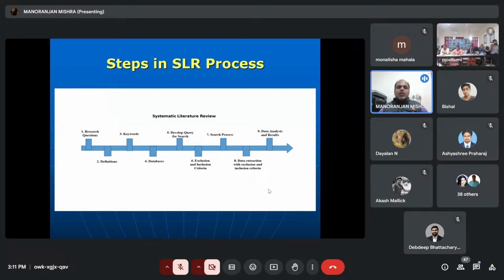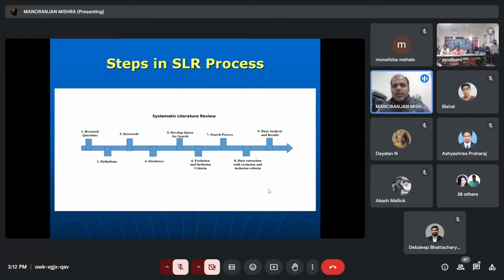Then you have to look into relevant databases. As I said, Scopus can be used for social science research. Web of Science can be used for science research. Even if you are from science, you can use Scopus and Web of Science. If you are from the medical field, you can go for PubMed. There are a number of other search engines. There are free search engines like Dimensions. So there are a number of search engines, but you have to look into the quality part.